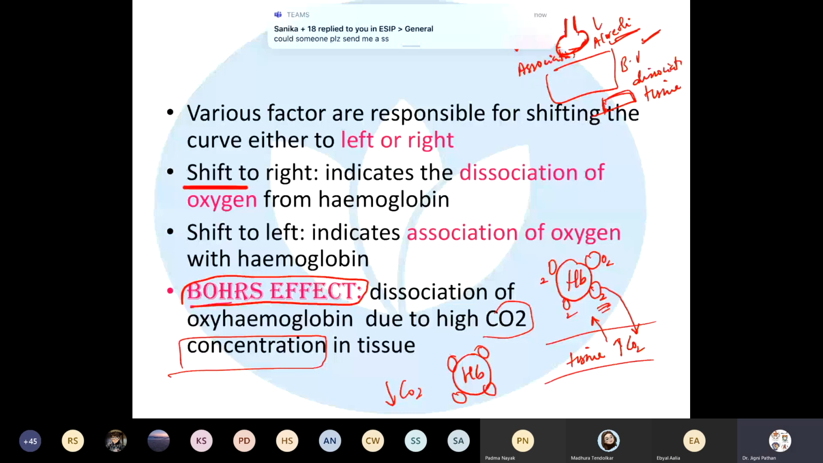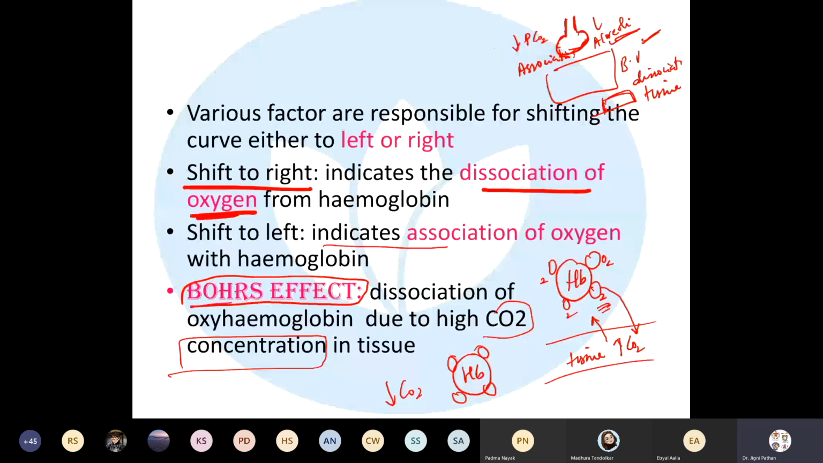Shift to right means indicates the dissociation of oxygen from hemoglobin. Shift to left means indicates association of oxygen with the hemoglobin. Just read these two points, point one and point two. Just check. So shift to right and shift to left, samajh mein aaya sab logon ko? Everybody understood shift to right curve, shift to left curve?